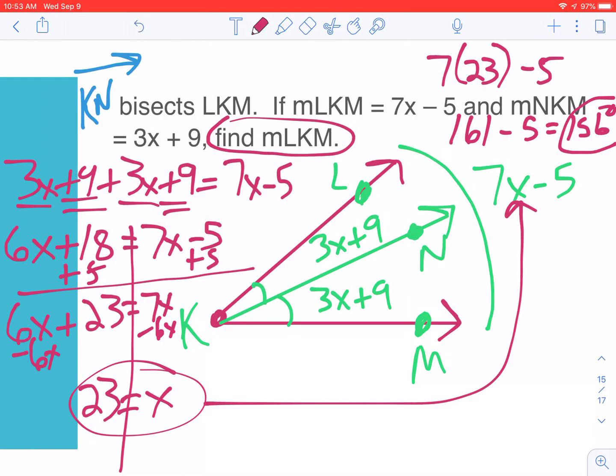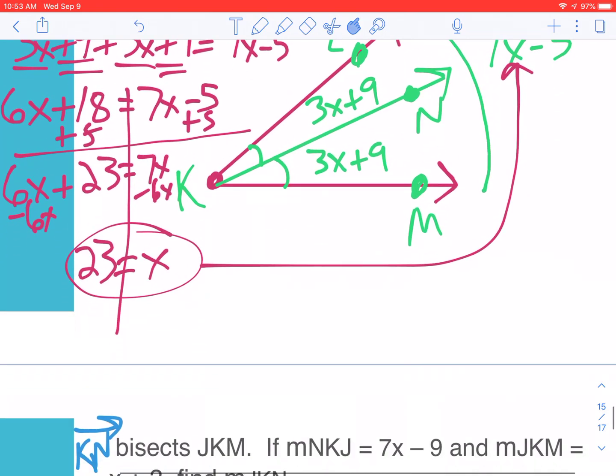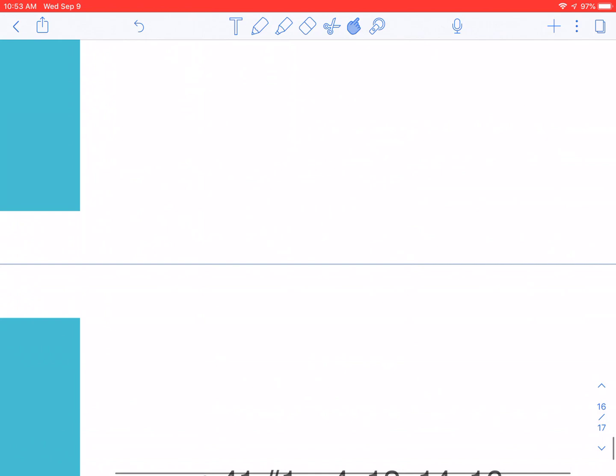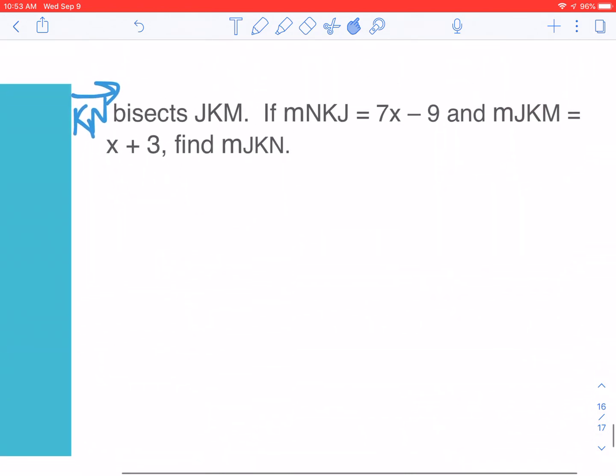All right. So we solved it. The key is drawing your picture and labeling your picture. And actually, a lot of times, I'm going to draw the picture for you, and I might even label the picture for you. And then you guys will have to solve. All right, we're on our last slide here.